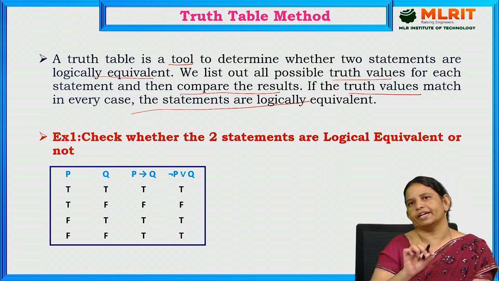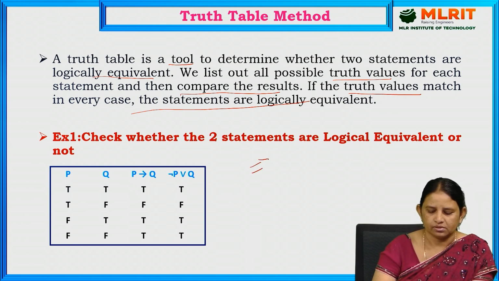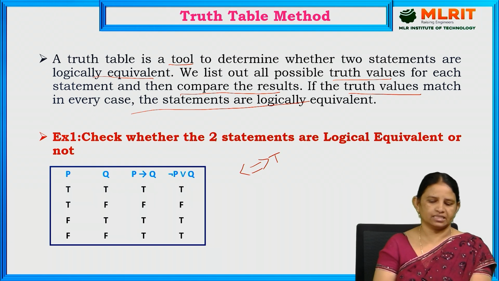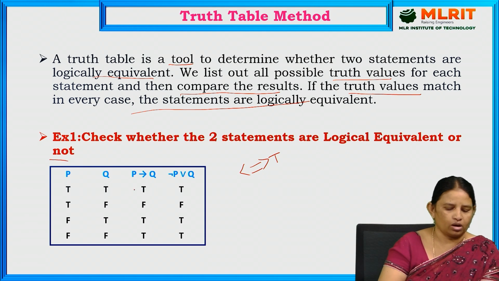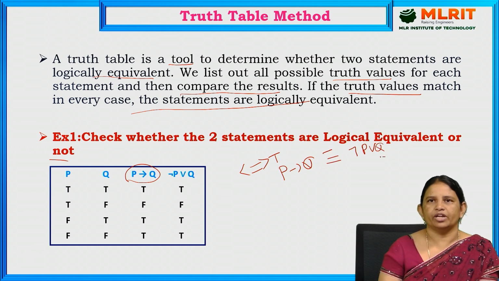And one more condition for logical equivalence is that the entire proposition is a tautology. We can understand the second method by taking an example. Check whether the two statements are logically equivalent or not. The first one is P implies Q, which is equivalent to negation P or Q. We need to check whether these two propositions are equivalent or not.